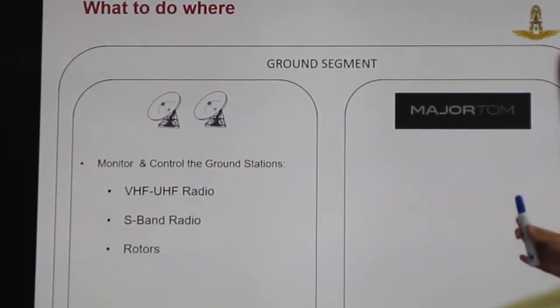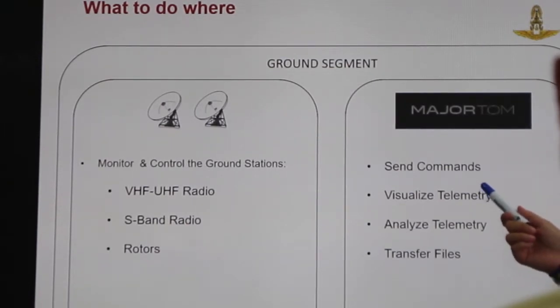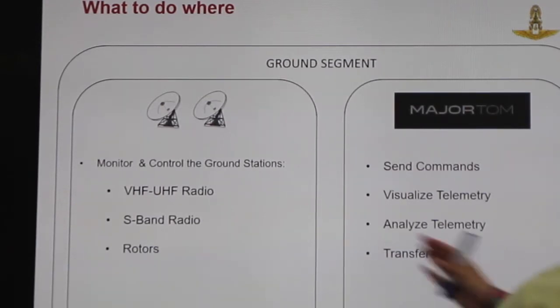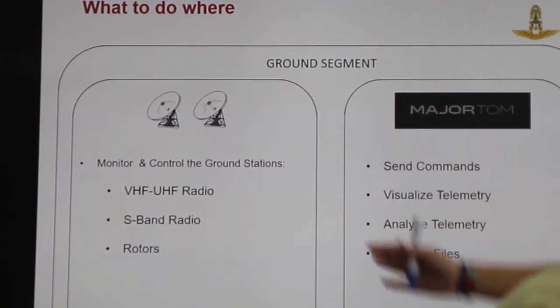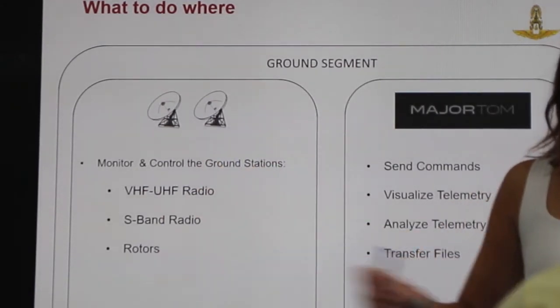On the other side, with Meteor, what you can do is more satellite stuff. On Meteor, you'll be able to send commands to the satellite. You'll be able to visualize the health of the satellite, the telemetry. You can analyze it as well, so not only operators but analysts will be able to use Meteor. And then you can also do the file transfers, the image transfers to the ground or up. So that's really the main difference between the two tools. You have one that handles everything, and this one is specific for the ground station.